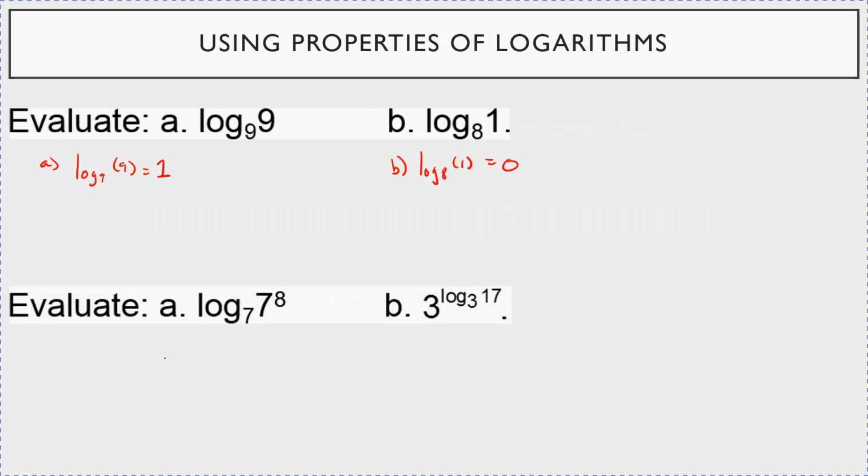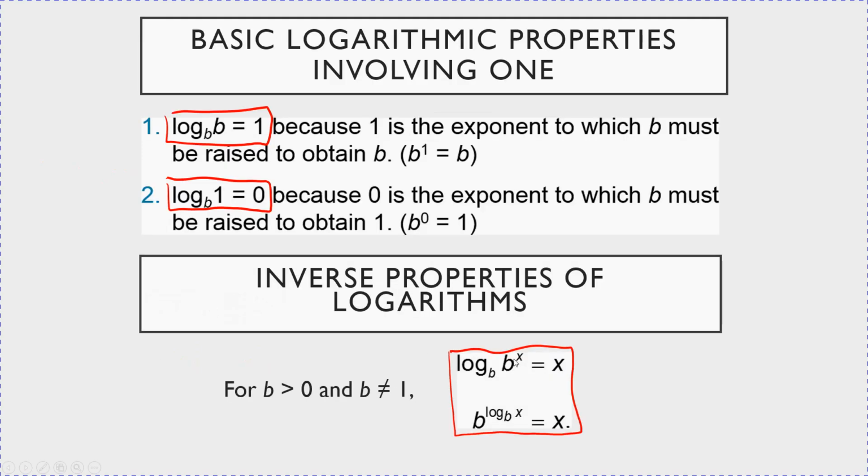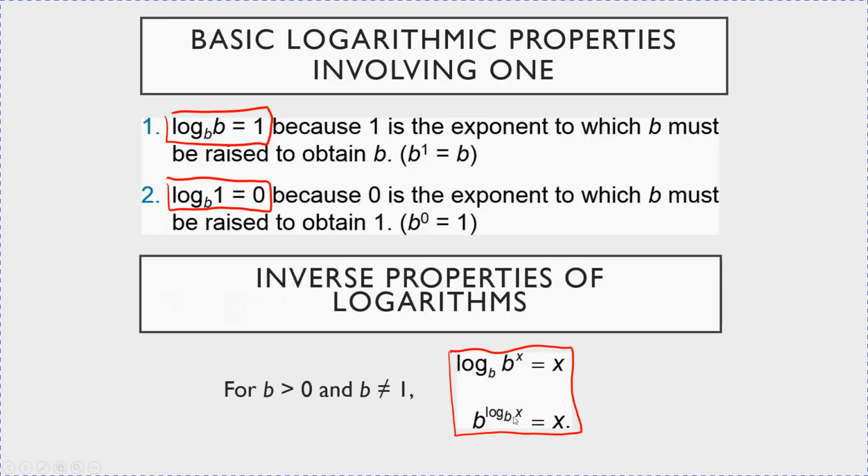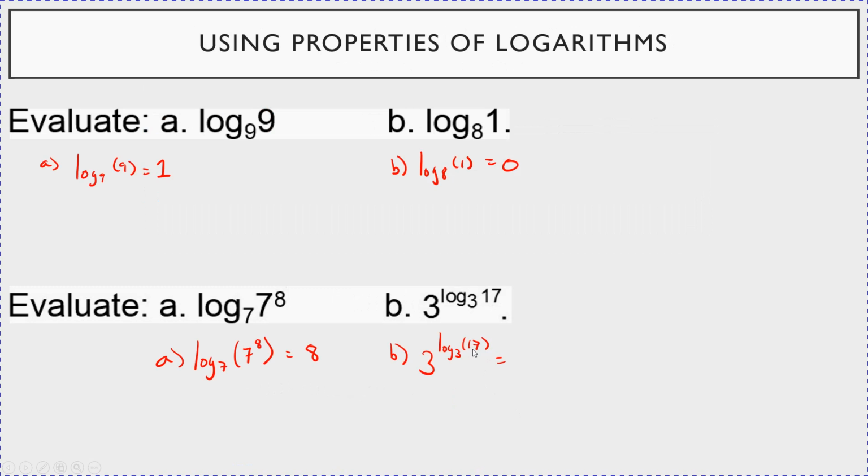And now let's try these. Log base 7 of 7 raised to the 8th power. Well, look, the bases are the same, so what is that equal to? Whatever the exponent is. In this case, the exponent is x. So here, the exponent is 8, so this is just equal to 8. And then here, 3 raised to log base 3 of 17. Well, let's look at our other rules. The bases b and b are the same, so it's just whatever's inside the log, which is x. So in this case, it's just 17.